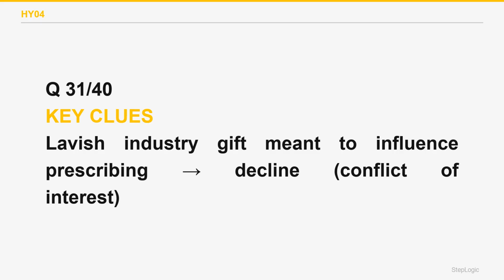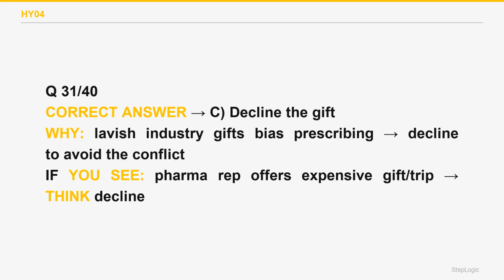Substantial gifts from industry, especially expensive items or trips meant to influence prescribing, create a conflict of interest and can bias clinical decisions, even unconsciously. The physician should decline them. Accepting such inducements compromises objectivity and the primacy of the patient's interest. The correct answer is C.